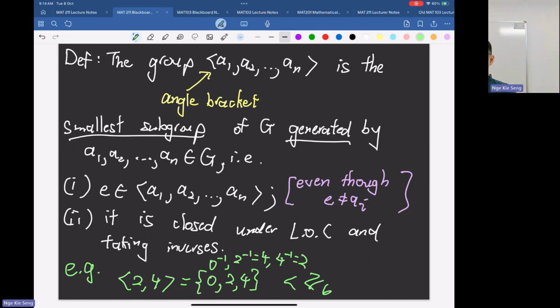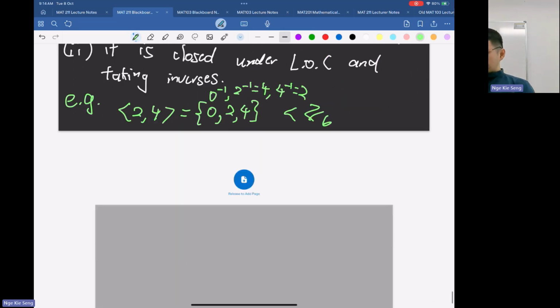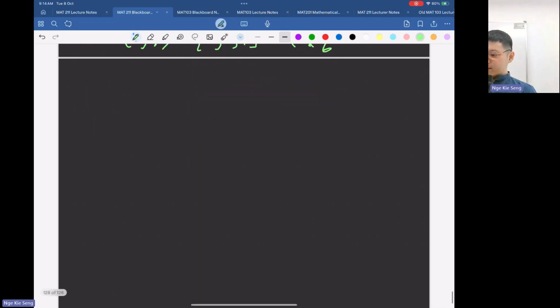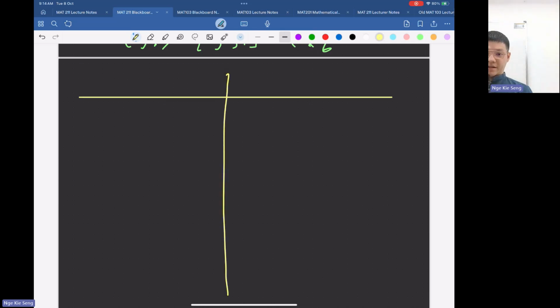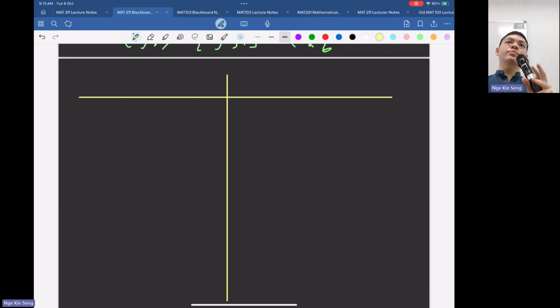So speaking about these generators, do you recall any similar things you saw before? What's the idea about generators? You use a few elements to build out a set or a group or a subgroup. You should have seen this in your linear algebra also, where you can build your vector space just using some basis, right or not?